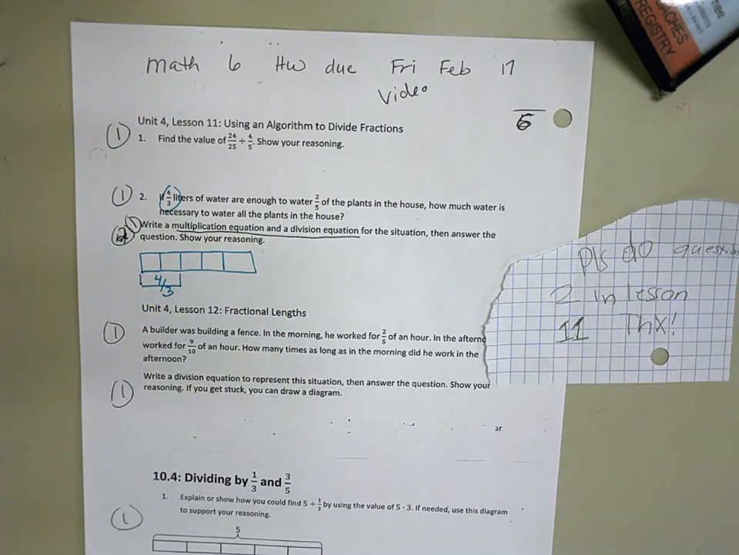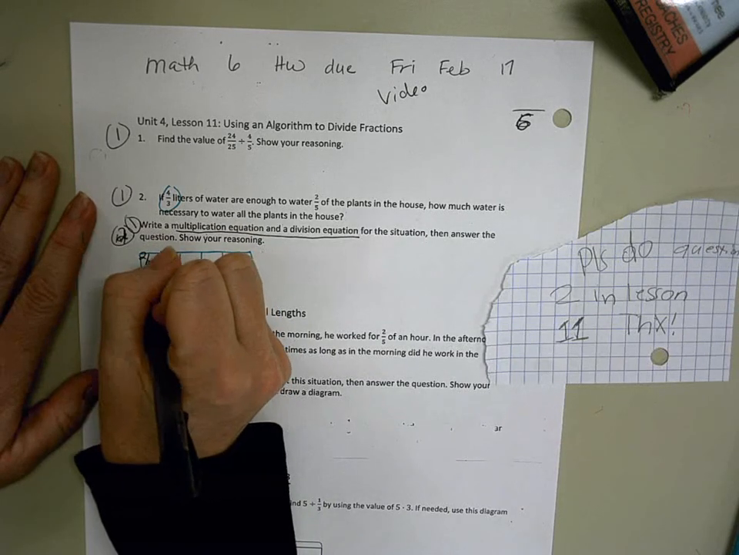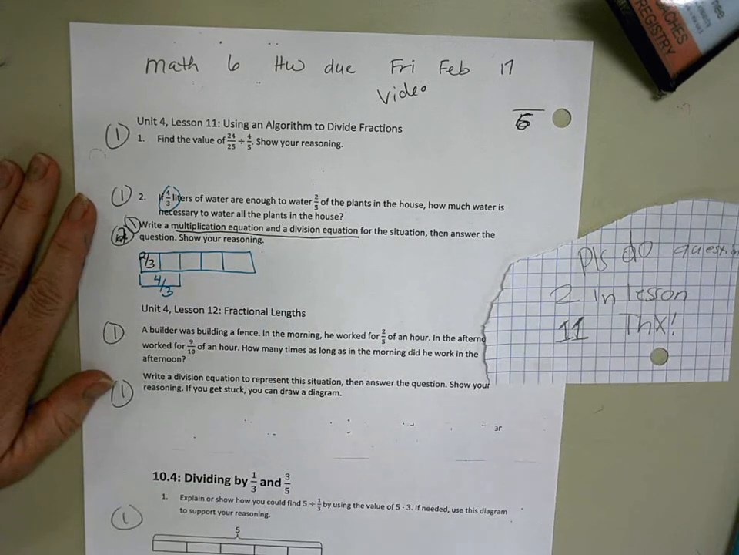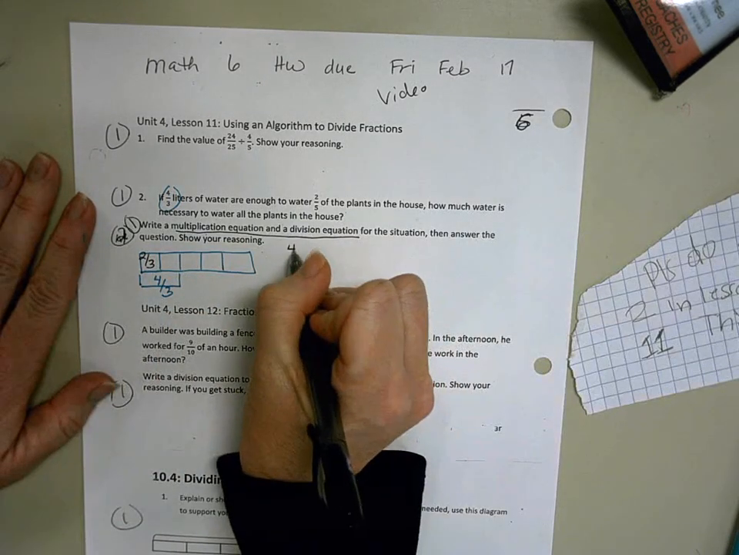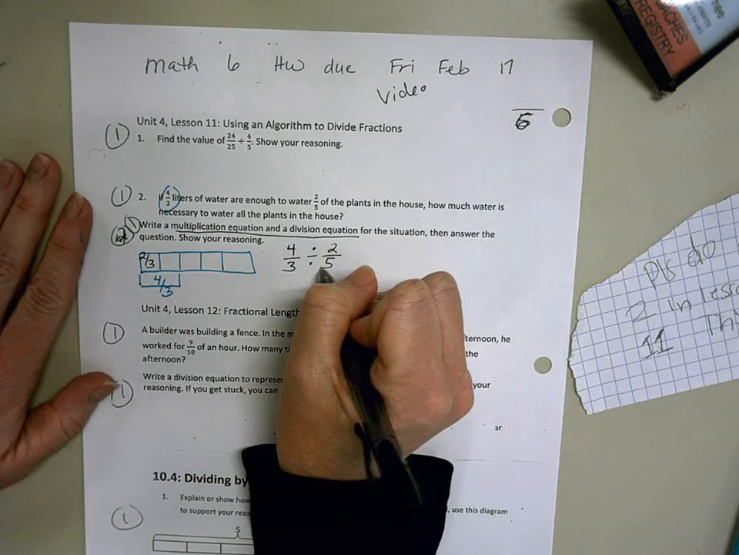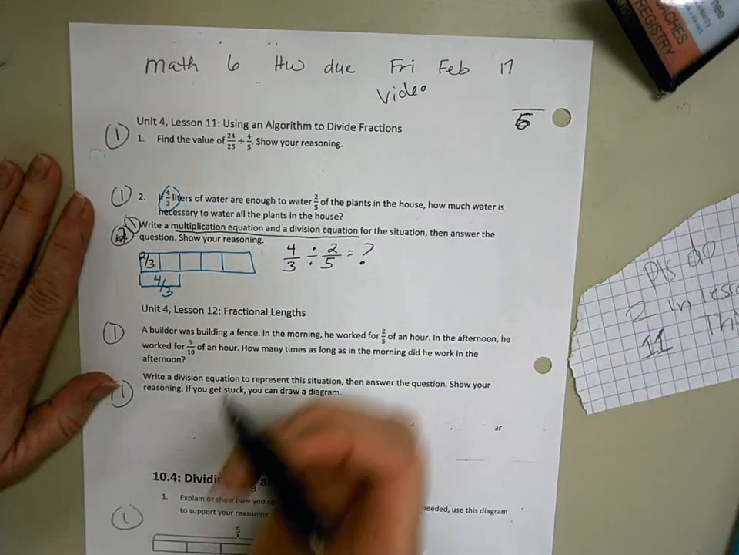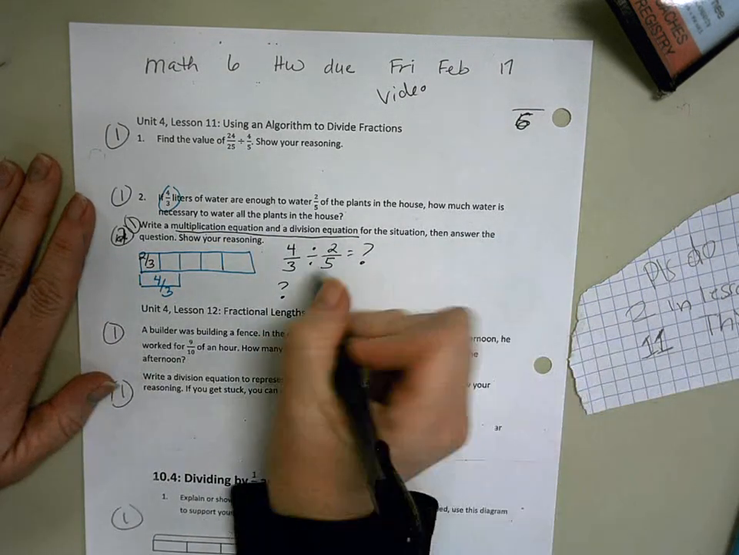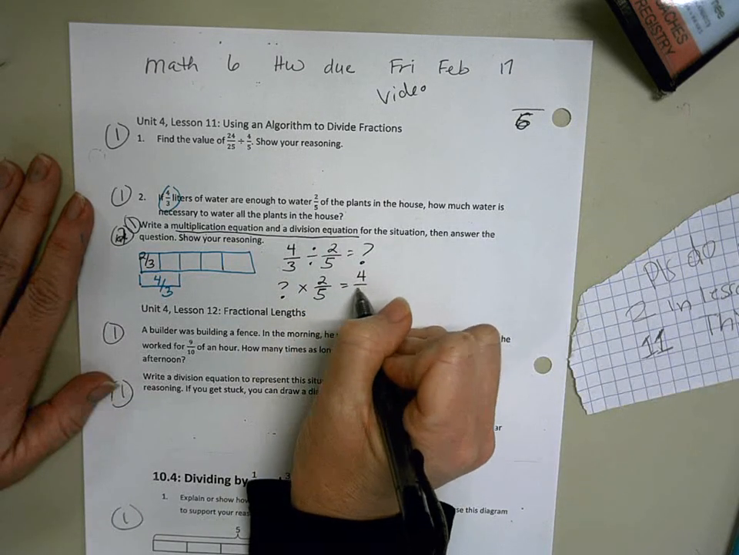Well, if I take 4/3 and I cut it in half, what would I get? Well, what's 4 divided by 2? 2/3. So that means there's 2/3 in each of these 1/5. What is the division equation? I'm taking my 4/3 and I'm dividing it into 2/5 of my plants. So there's my division problem, which means my multiplication equation, really great, I can just reverse it. Question mark times 2/5 will equal 4/3.